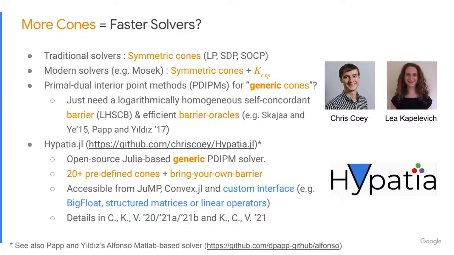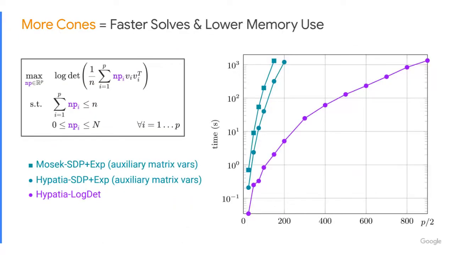Let me just show you one set of computational results. As I mentioned, this problem we could write with the log-determinant cone, and JuMP will transform it to a formulation with the SDP cone and the exponential cone by adding auxiliary variables. So we can solve those with MOSEK or Hypatia directly, and these are the green lines. But we could also instead deal with the log-determinant cone directly.